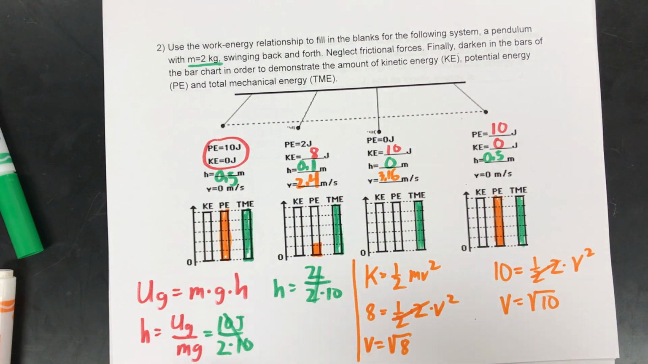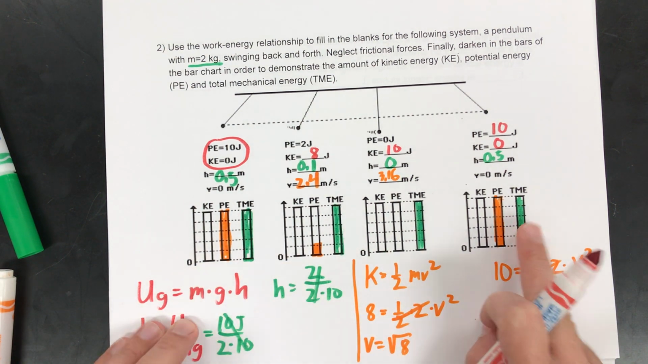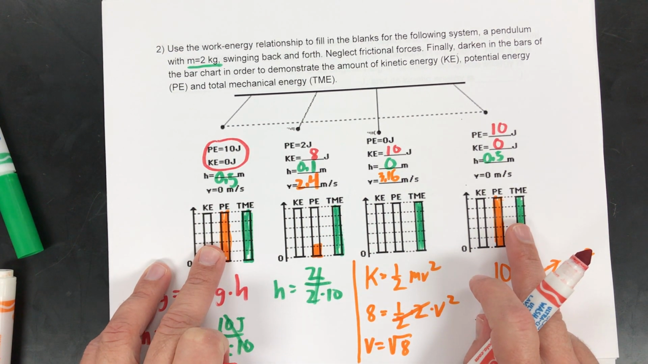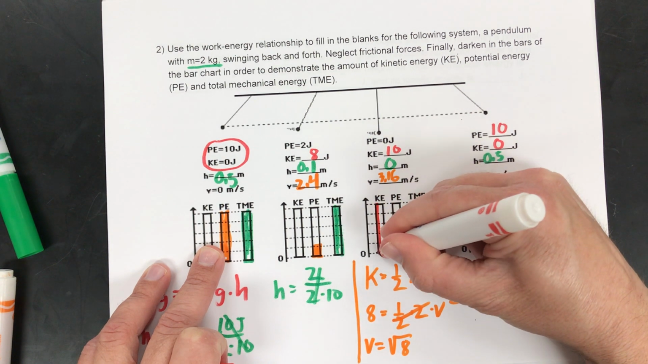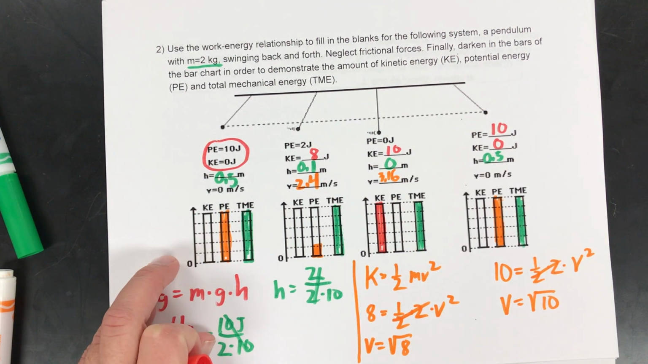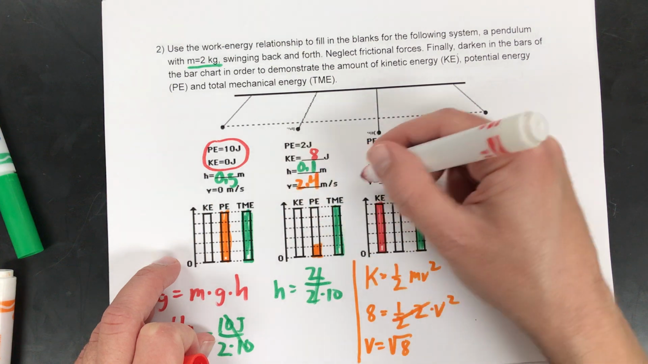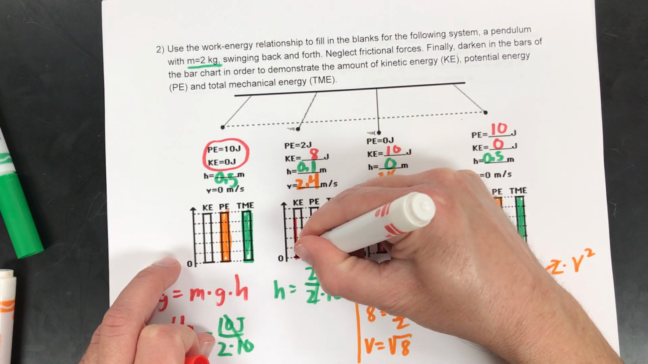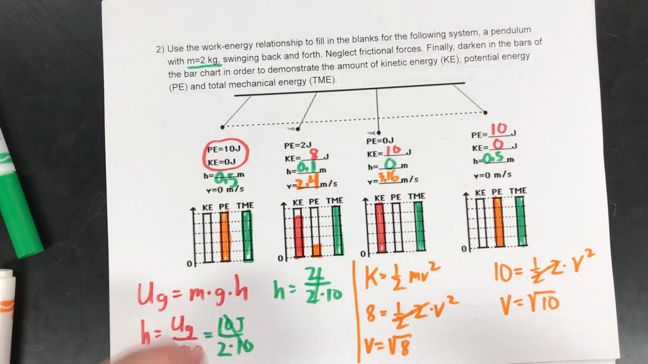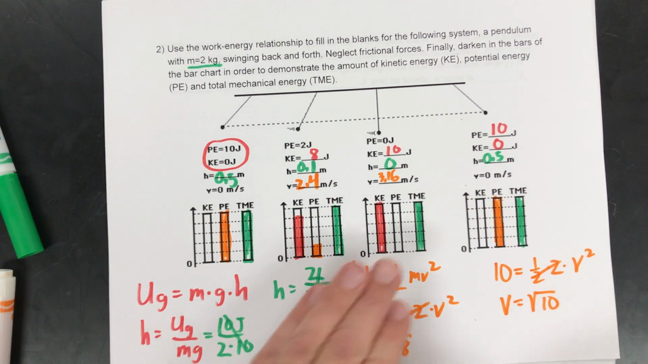And then the kinetic energy here, well, on the first and last ones, we don't have any kinetic energy. On this one, all 10 joules are kinetic, so we'd fill that one all the way up. And then on this one, 8 joules are kinetic, so we would fill up 4 of the 5 bars there.